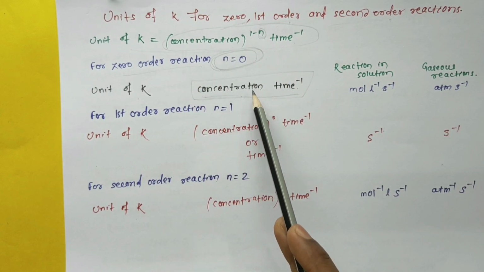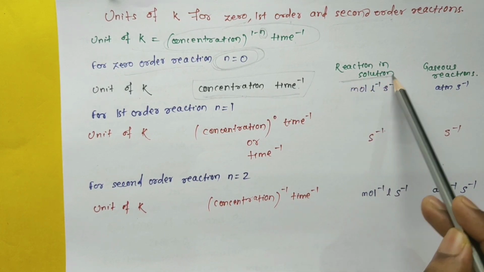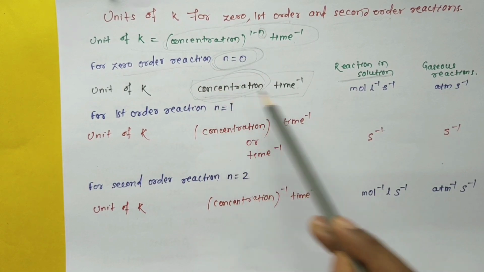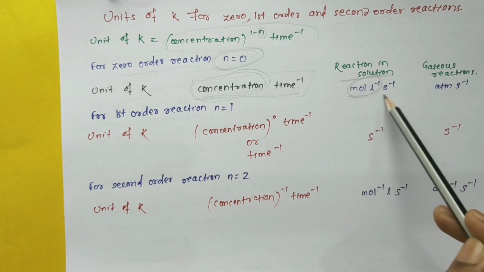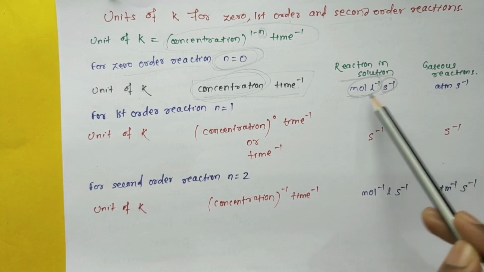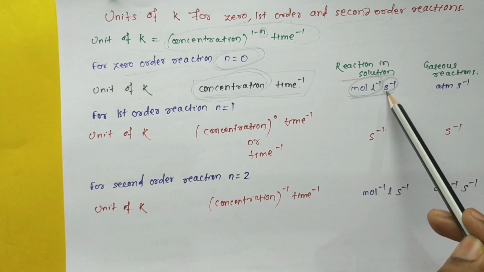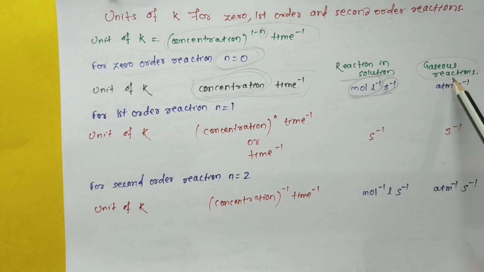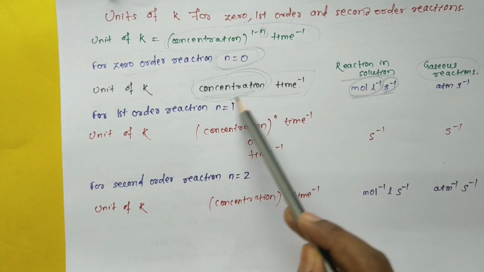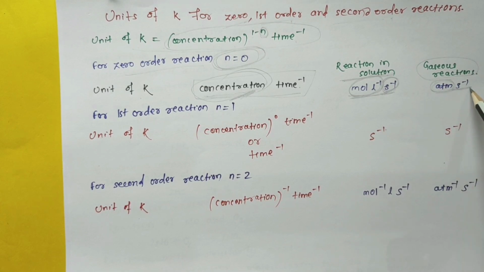If the reaction is carried out in solution, the unit of concentration we normally take is moles per liter. So it becomes moles per liter. Time unit, the SI unit is second inverse. So this is the SI unit for rate constant in a zero order reaction. Suppose the reaction is taken in gaseous state, then the unit of concentration we take there is atmosphere. So atmosphere second inverse. Clear?